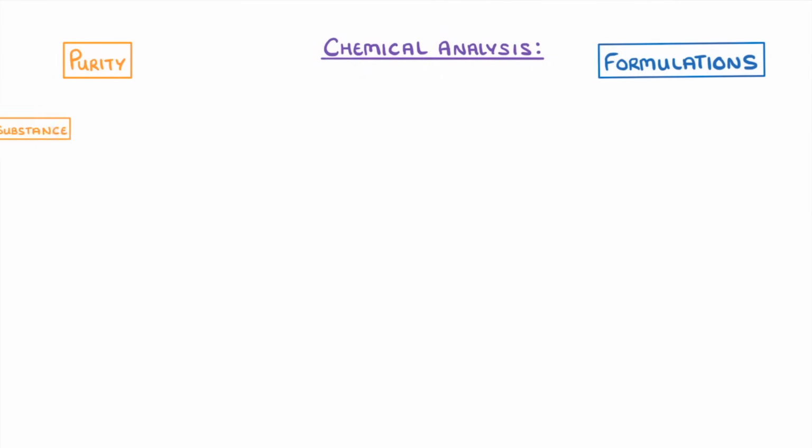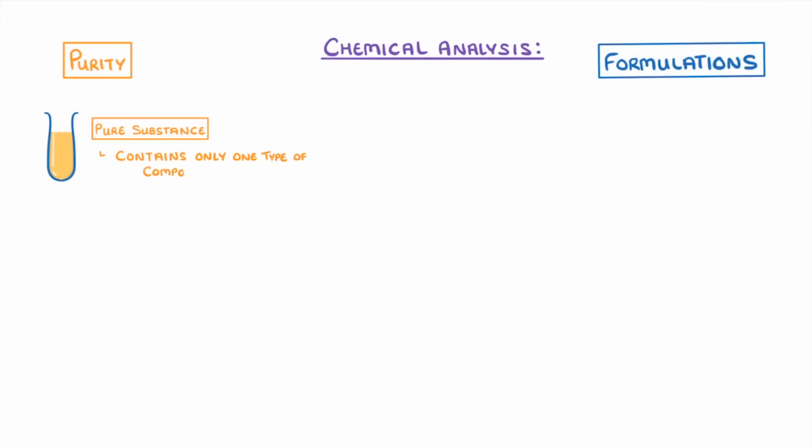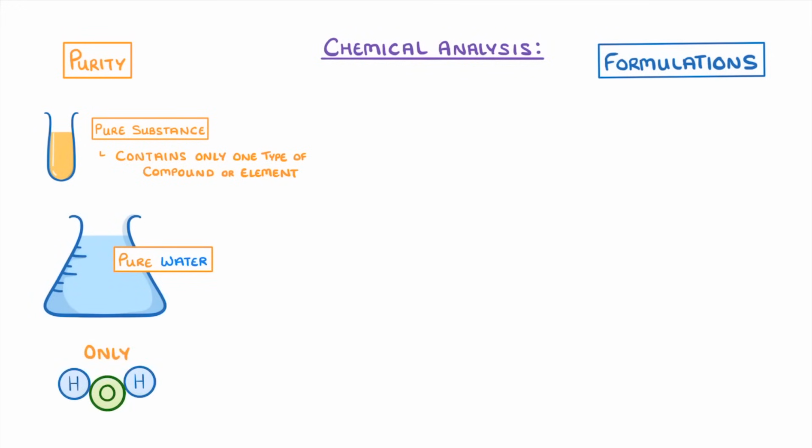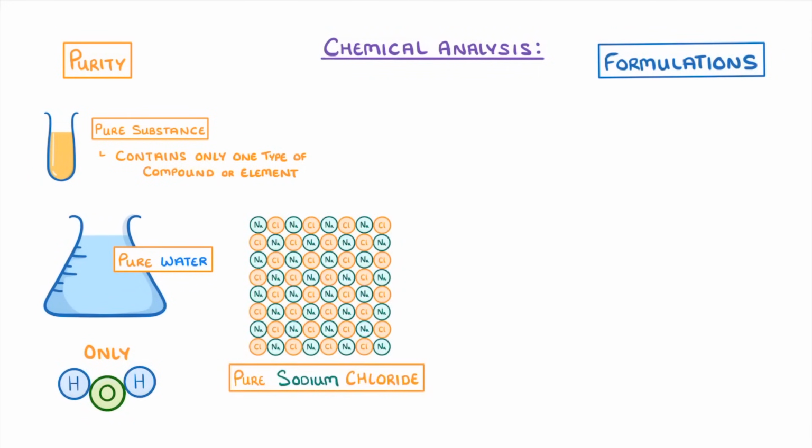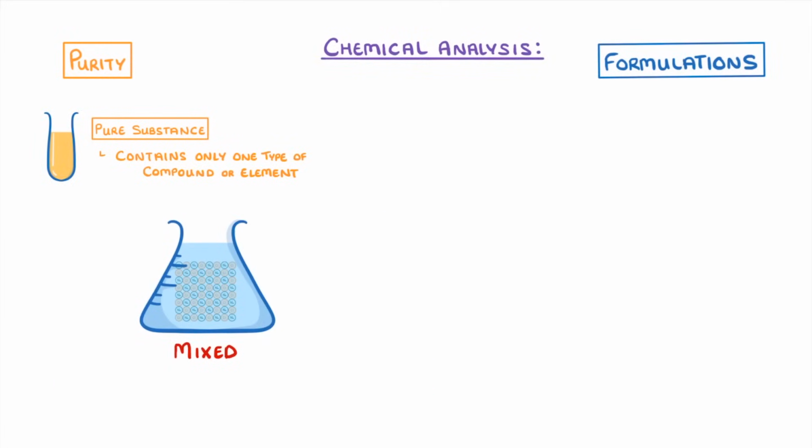In chemistry, a pure substance is something that contains only one type of compound or element, so isn't mixed with anything else. For example, we could have pure water, which only contains water molecules, or pure sodium chloride, because each of these is its own compound. However, if we were to mix the two, we couldn't say that we have pure salt water, because it's now a mixture of two different compounds, and so it isn't pure.